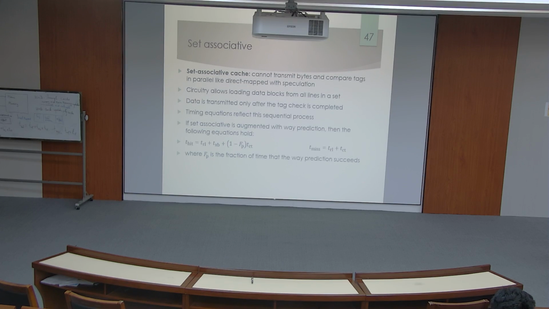Next, we have set associative. For set associative cache, the system cannot transmit the byte and compare the tag at the same time, like the direct map with speculation.